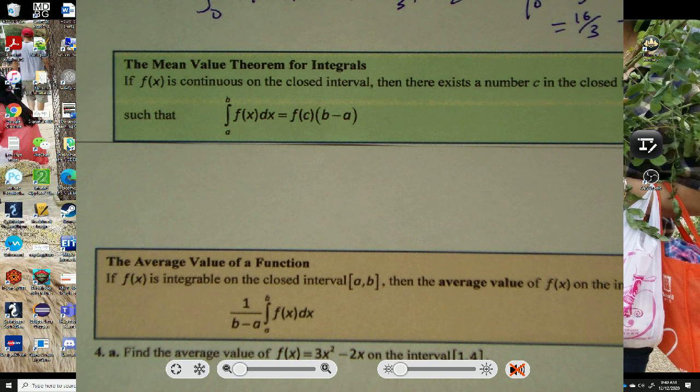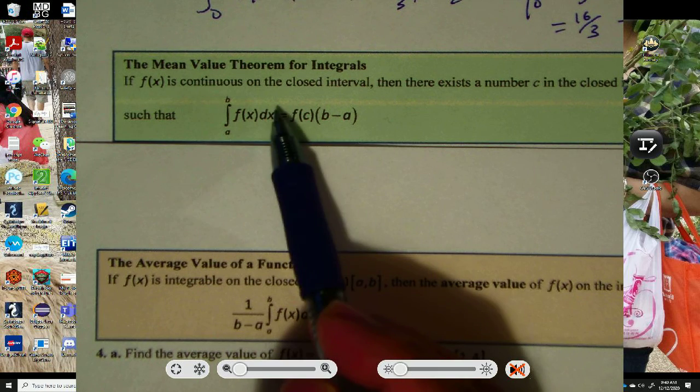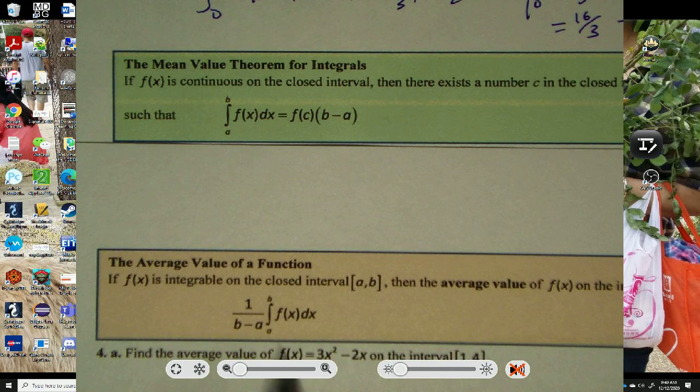Right, this is page 130 of the Incredibles notebook. We're looking at the mean value theorem for integrals. This theorem is not as well used as the mean value theorem for derivatives. At least it's not used in this form. Okay, it is used in this form, however.